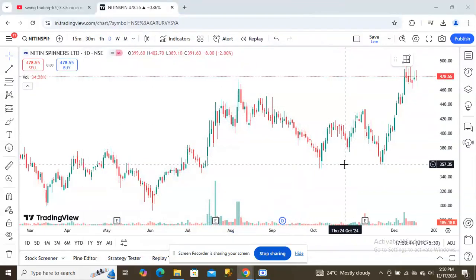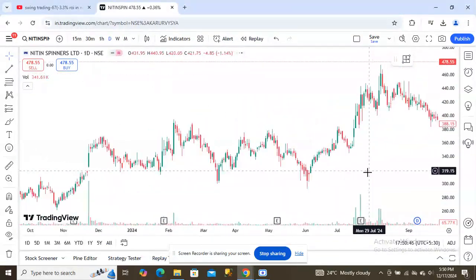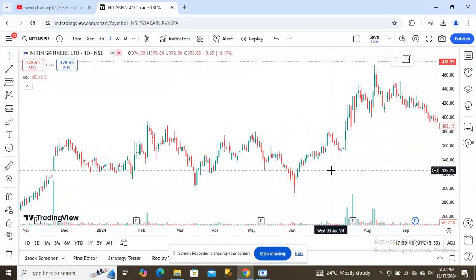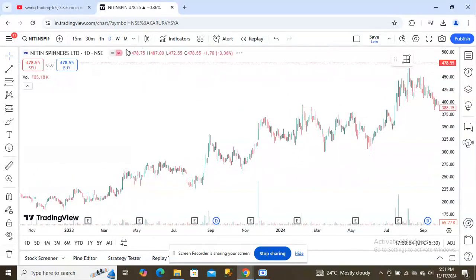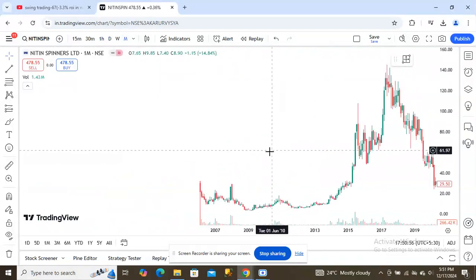Let us review this stock. This is my 67th trade. This is the place where I entered, and this is the place where I exit. Let us see the reason behind it. Let us go to the monthly time frame.